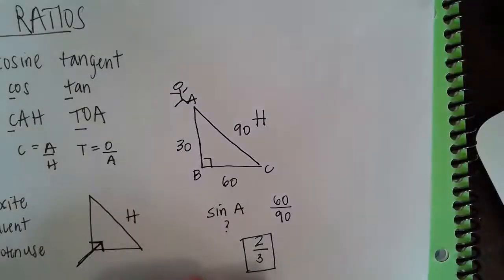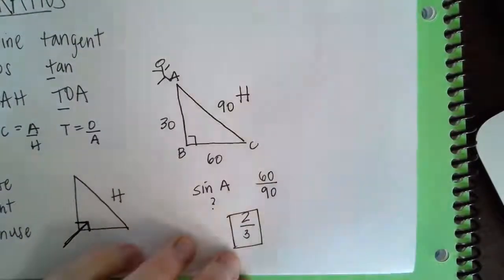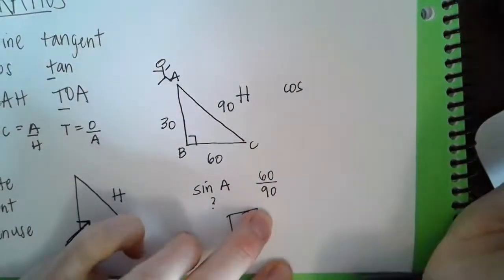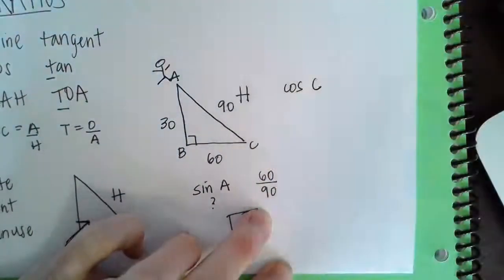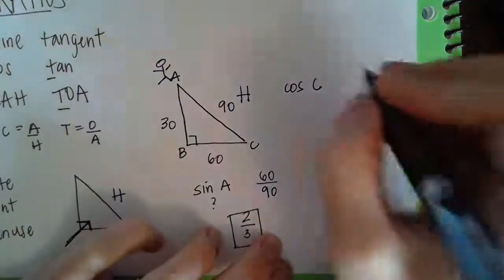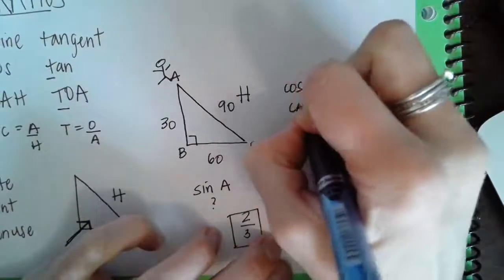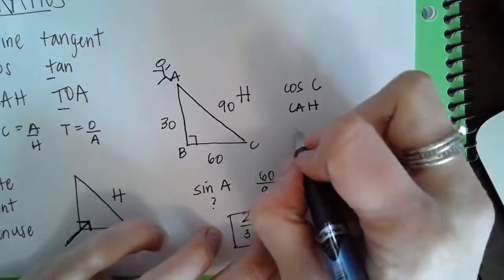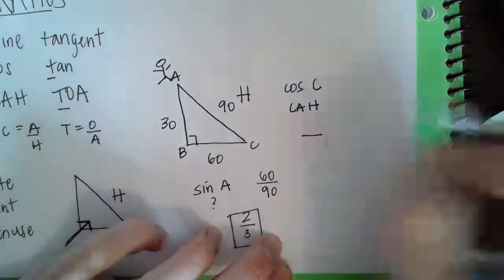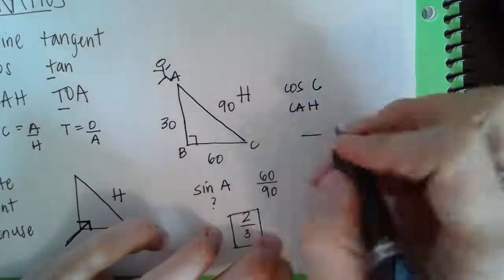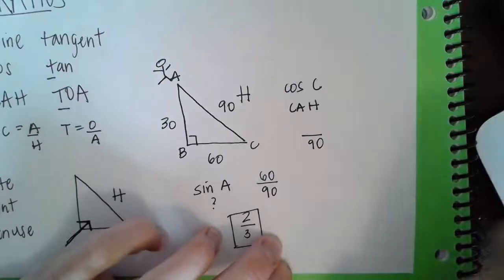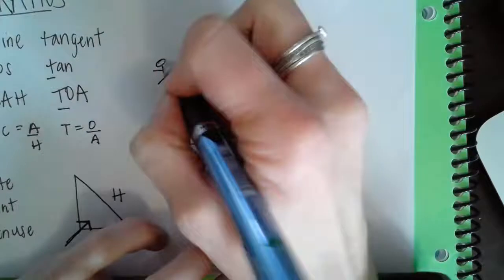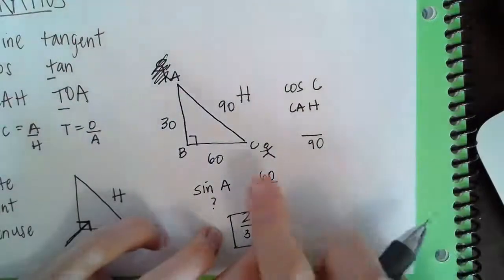Let's say we use the same triangle, but instead of sine, let's say we wanted the cosine of C. Okay, so cosine is adjacent over hypotenuse. So when we write our ratio, we want our adjacent side over our hypotenuse side. Well, the hypotenuse side is always 90. We just have to figure out what's adjacent when we stand at the point C. So we're going to stand over here now.